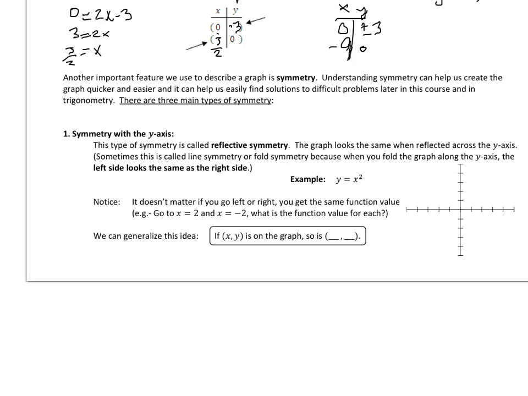Graphs. Okay. Now, the first symmetry I want to talk about is symmetry with the y-axis. Okay. So in other words, if I take a graph, fold it in half on my y-axis, right, then the two sides should match up. Okay. That's called y-axis symmetry. It's also called reflective symmetry because the graph reflects itself over the y-axis.